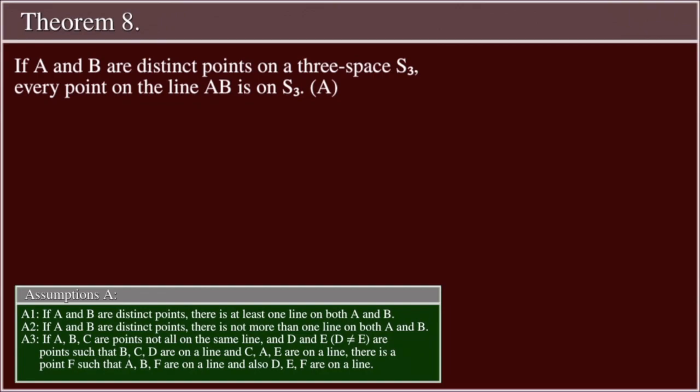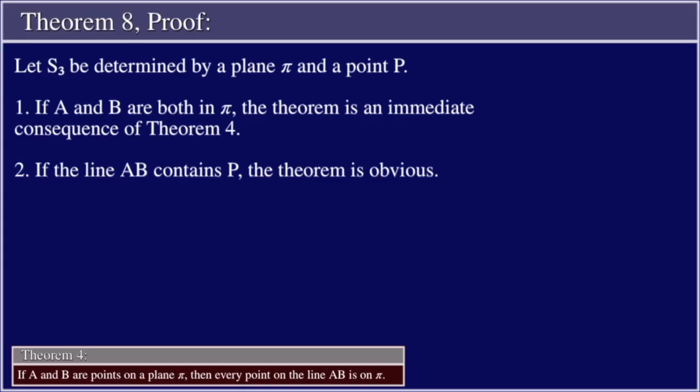If A and B are distinct points on a three space S3, every point on the line AB is on S3 by assumptions A. Proof: let S3 be determined by a plane pi and a point P. 1. If A and B are both in pi, the theorem is an immediate consequence of Theorem 4. 2. If the line AB contains P, the theorem is obvious.